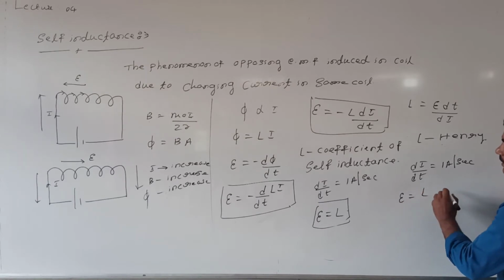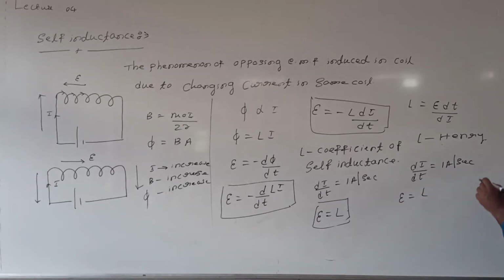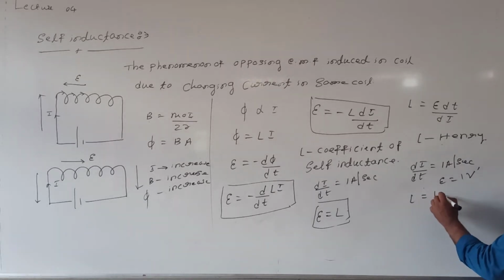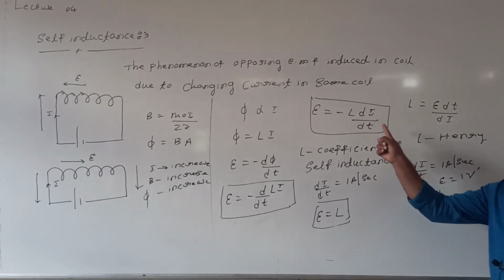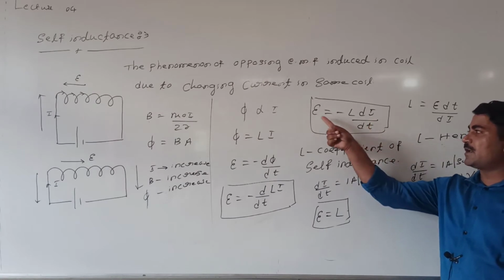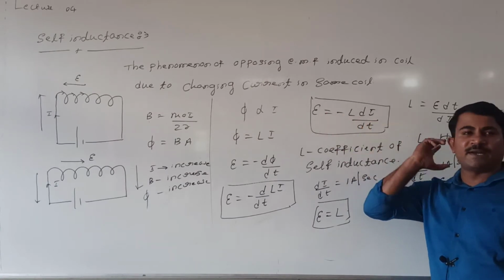Then E is equal to L di by dt. If di by dt is equal to 1 and E is equal to what value? E is equal to 1 volt. Then what do you observe? L is equal to 1 Henry. Look at this relation: if di by dt is equal to 1, E is equal to 1 volt, then L is equal to 1 Henry.